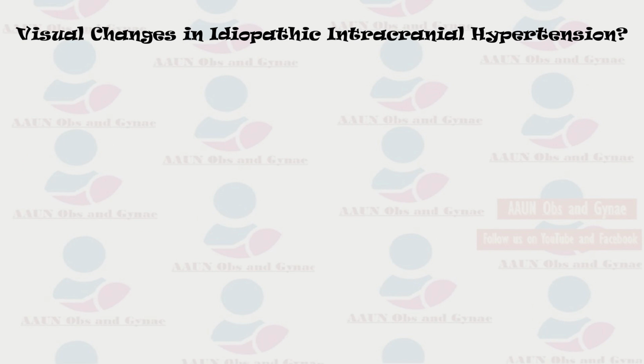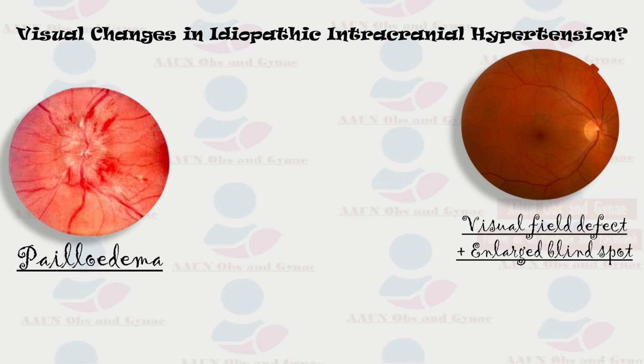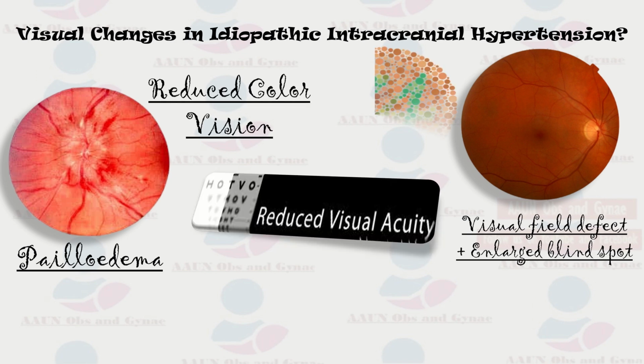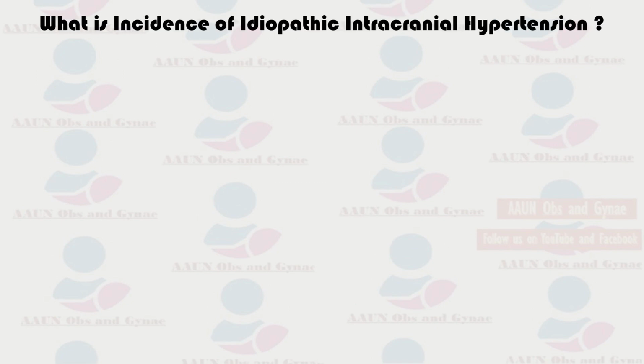So, what visual changes are there in idiopathic intracranial hypertension? The common signs of idiopathic intracranial hypertension include papilloedema, optic disc swelling that is caused by increased intracranial pressure, visual field defect with enlarged blind spot, reduced visual acuity, reduced color vision, and sixth nerve palsy. The sixth nerve palsy is a false localizing sign and occurs as a result of stretching of the nerve in its long intracranial course.